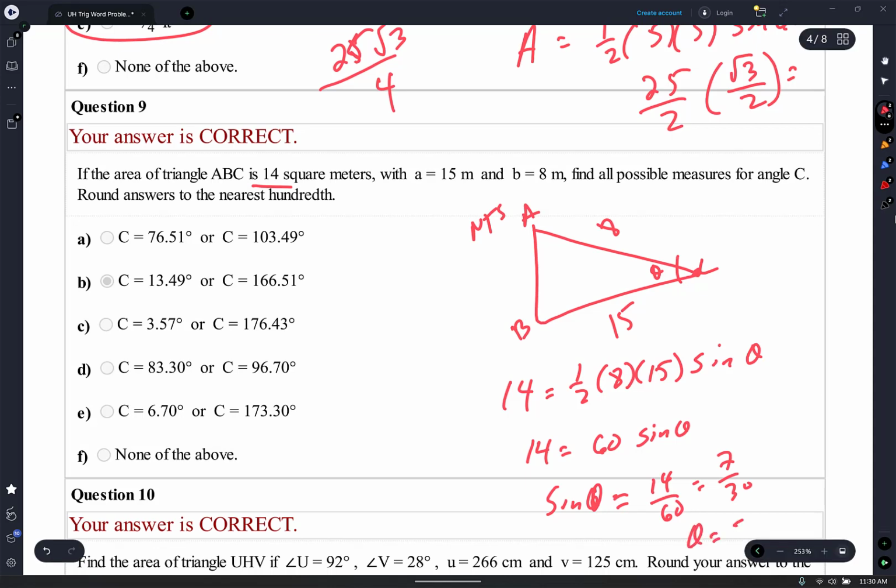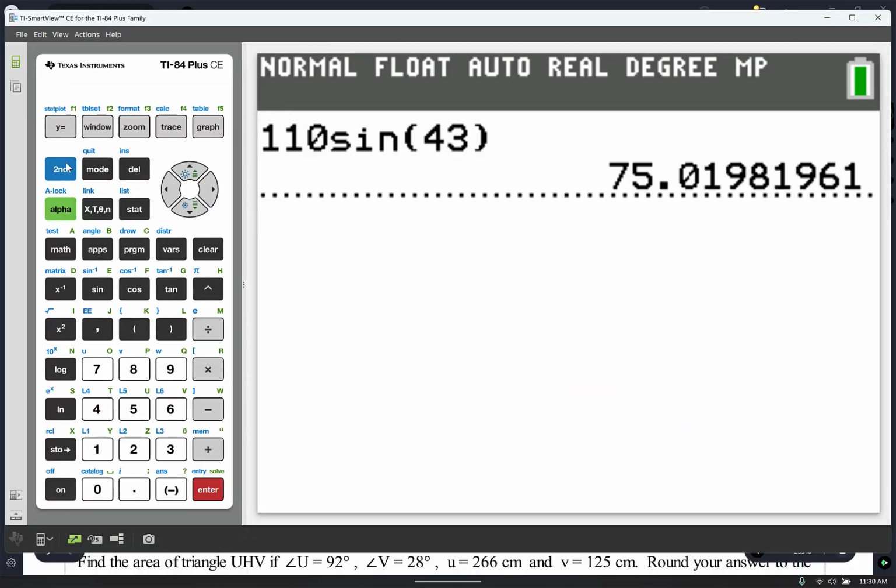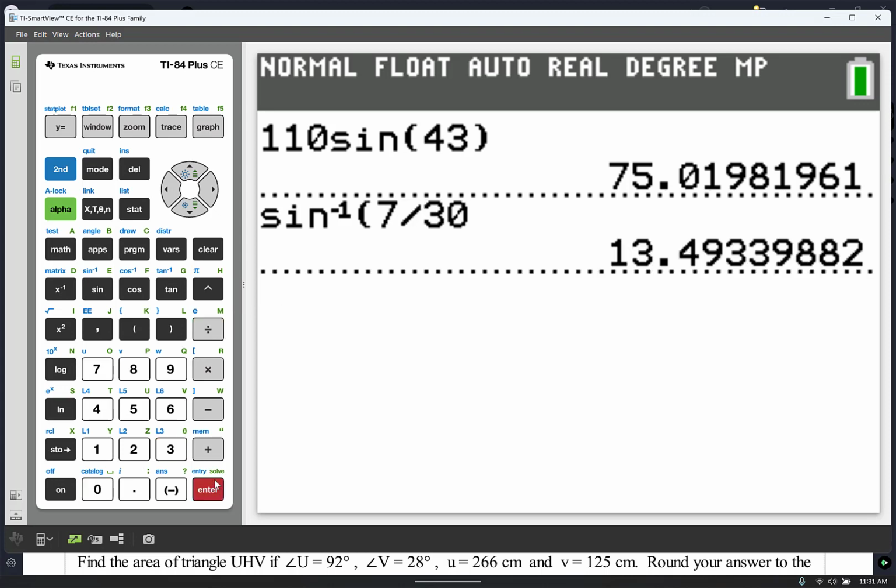So theta equals arc sine of 7 over 30 to get theta by itself. You just type that in the calculator, guys. I'm just going to go second, arc sine 7 over 30, and I get an answer. I would have gotten the same answer if I had pushed 14 over 60. So I just want you guys to see arc sine 14 over 60, and you would get the same thing.